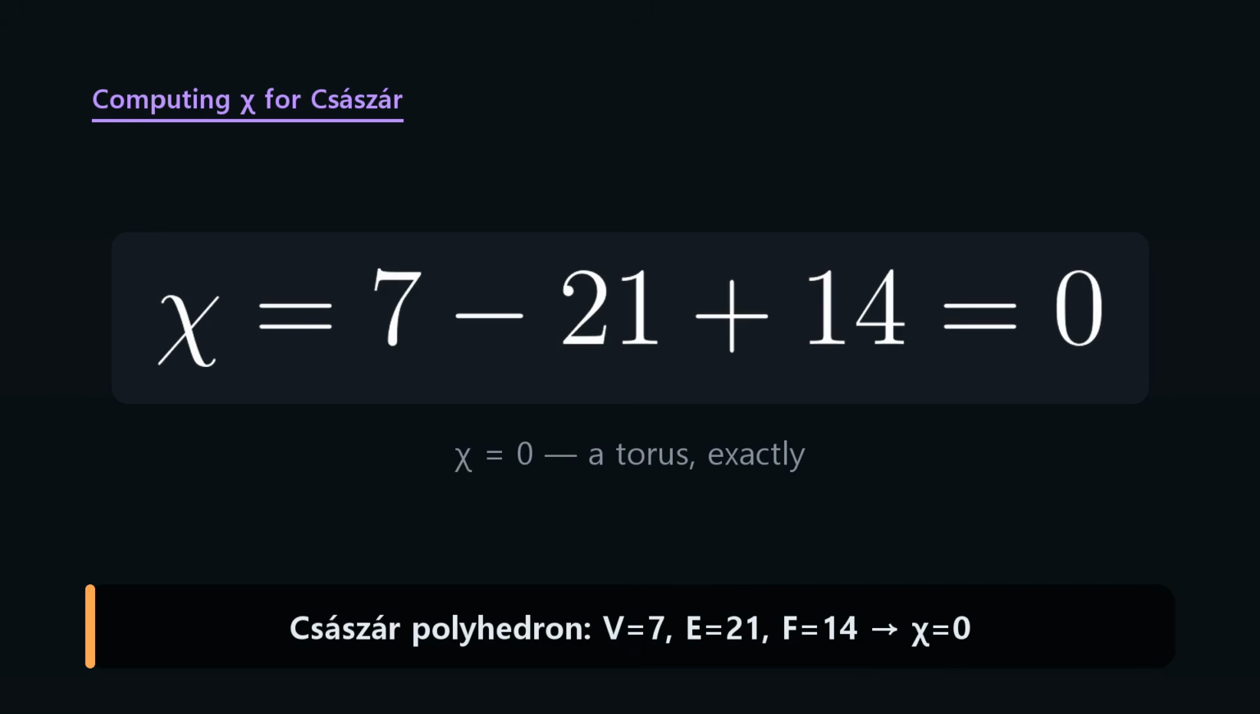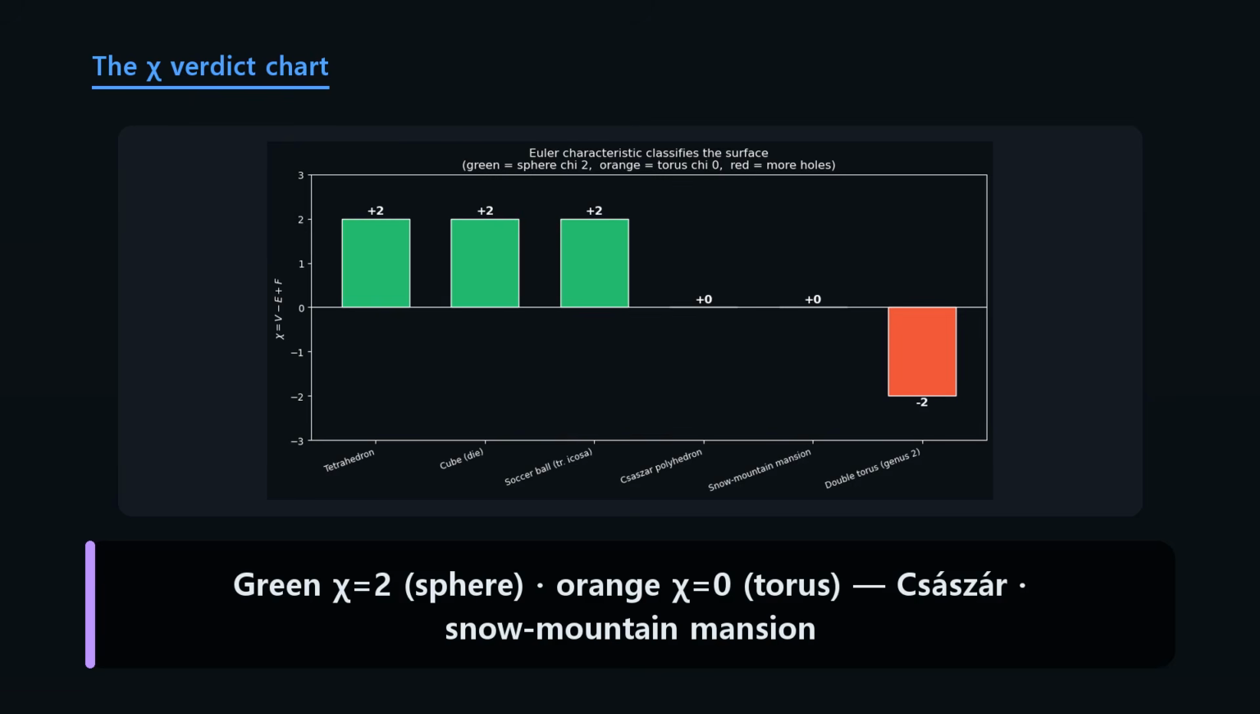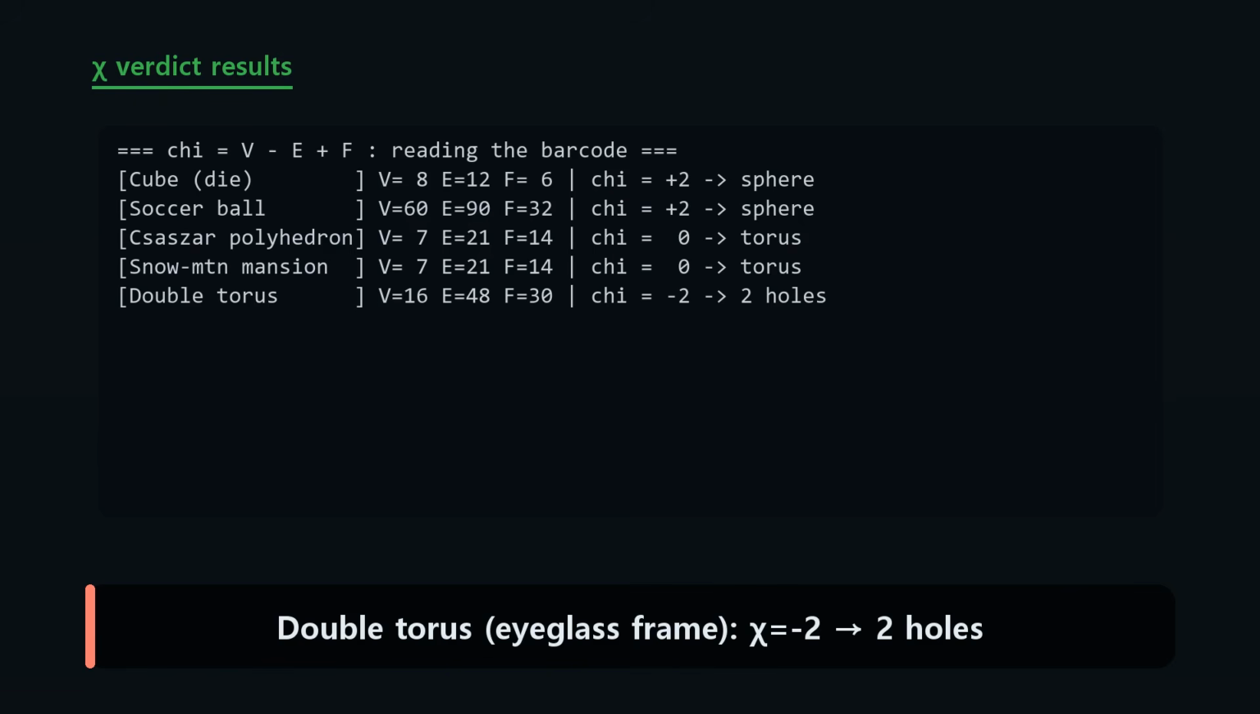7 vertices, 21 edges, 14 faces. 7 minus 21 plus 14 is 0. It's a torus. Here's the verdict chart. The tetrahedron, the die and the soccer ball are green, chi equals 2. Koizumi's mansion and the Szilassi polyhedron are orange, 0. The eyeglass frame shape is red, minus 2. A single number ignores every outward appearance and picks out only how many holes there are.